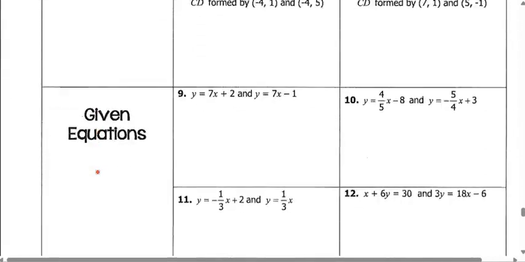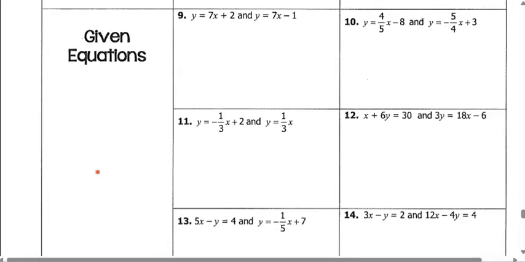Okay. All right, then the second way to do this is given the equation, and so we just have to pick out the slope. So these are already in slope-intercept form, which makes it really easy. The slope of this line is 7. The slope of this line is 7. Same slope equals parallel.